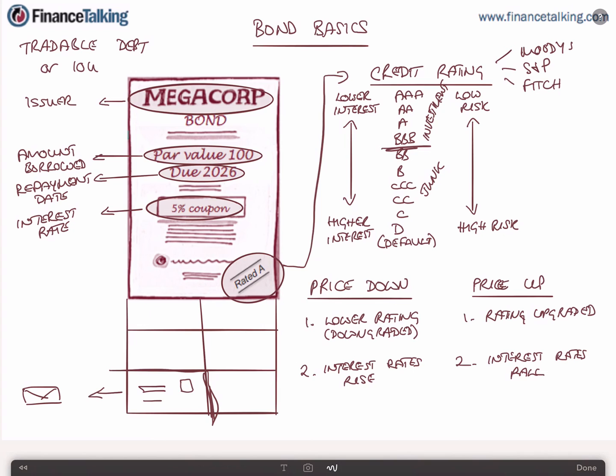So the reason behind that, well, if interest rates fall, then it's likely that new bonds being issued at this credit rating would only be paying 3 or 4%. So this bond paying 5% suddenly looks really attractive, and that would encourage people to buy, and that will push the price up.